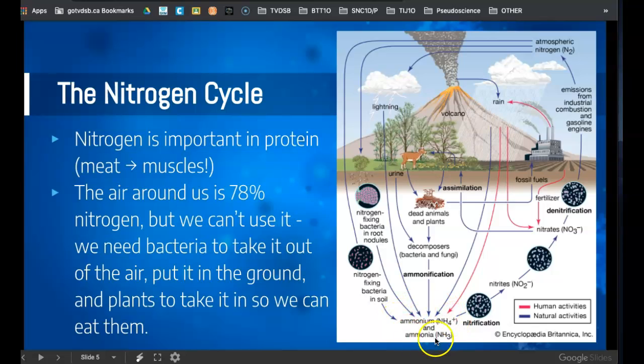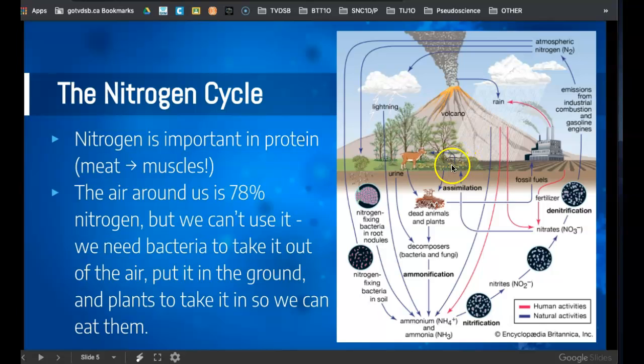So what happens is you end up with the creation of a couple of molecules called ammonium and ammonia. Now, through a series of processes, we have bacteria that will then convert that into nitrates. And the nitrates are what are important because these nitrates are what can be absorbed by plants out of the ground. So now we have nitrogen in the air. We have a couple of ways that it can get into the ground. And then after bacteria do their job on it, plants can then absorb it.